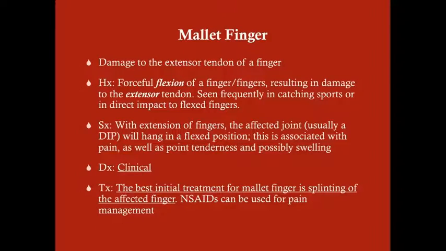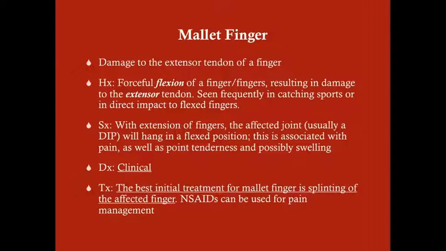So damage to the extensor tendon of the finger. And the history is either forceful flexion of the fingers, resulting in damage to the extensor tendon, or it is direct trauma. And this is seen frequently in catching sports or, like I said, direct impact to the flexed fingers. What will the symptoms be? Well, with extension of the fingers, there's going to be some abnormalities. Because the tendon is damaged, you're not going to be able to hold that finger in a correct position.